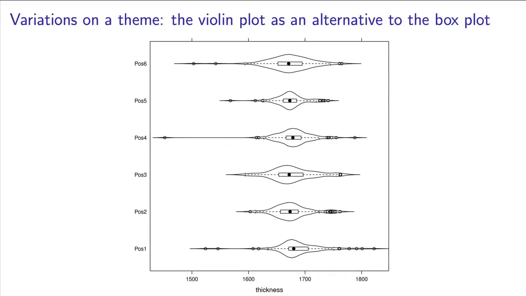As enrichment, we'd like you to look up and research the violin plot. It is a variation of the box plot that superimposes the histogram distribution of the data on top of the box plot.